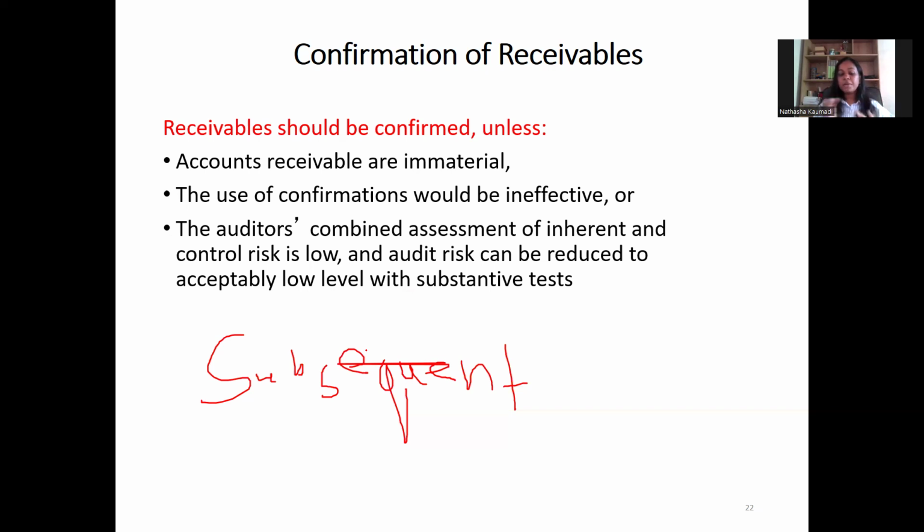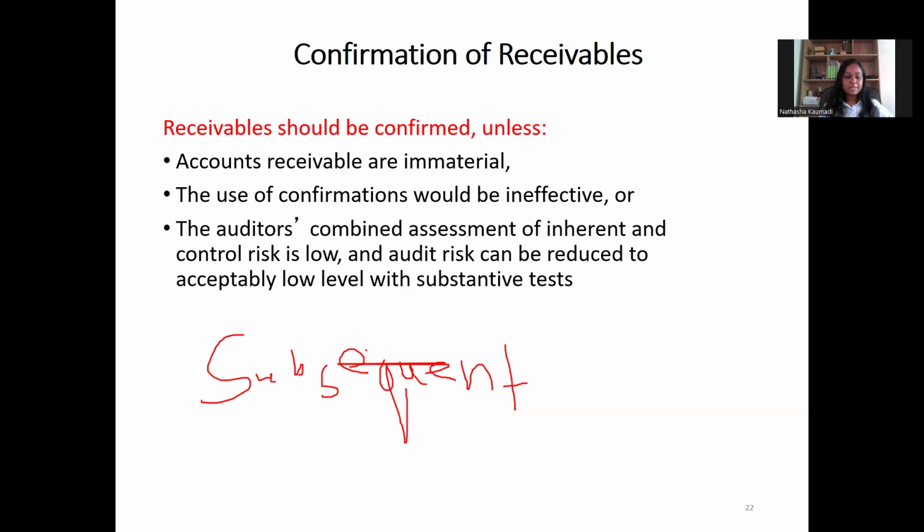That is how we are going to check that. Subsequent settlements. You should check that, one by one. Or else, let's say the debtor has not settled subsequently. Still 100,000 is there. Now, how are you going to do the valuation correct? How are you going to get it confirmed that 100,000 is correct?